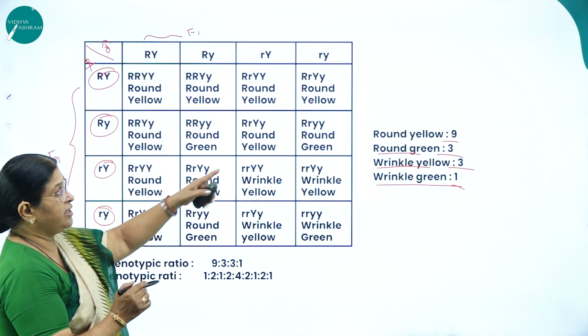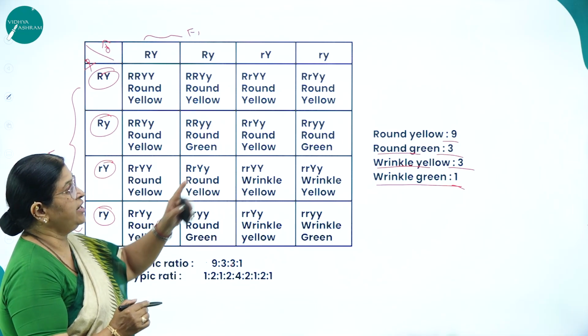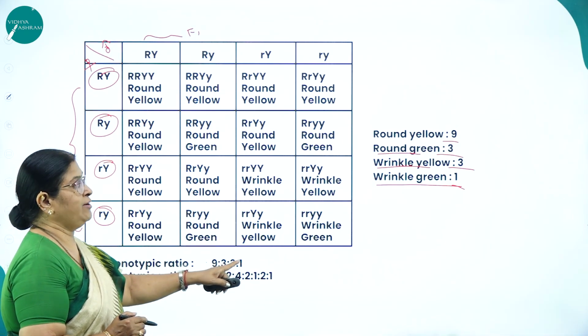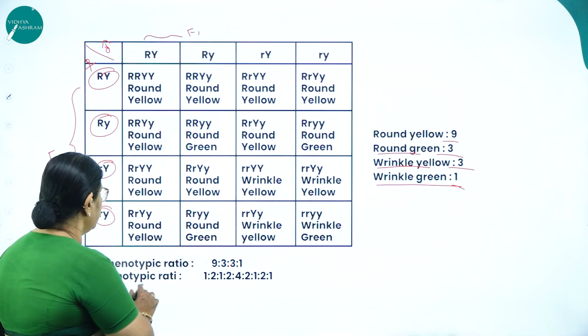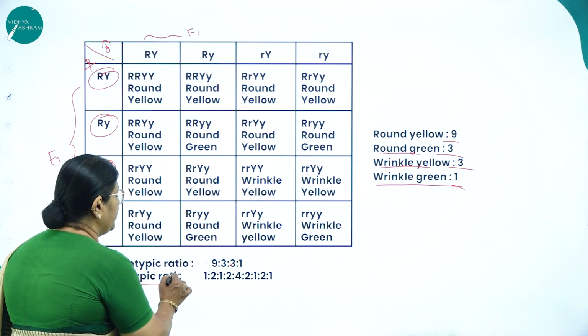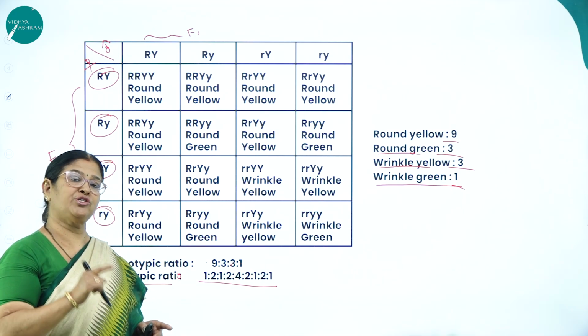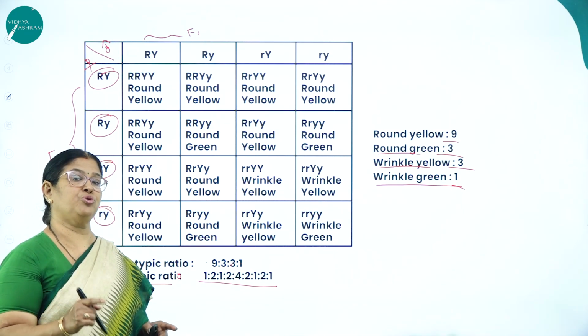So what is 9? Round yellow. What is 3? Round green. What is 3? That is wrinkled yellow. And what is 1? Wrinkled green. So what is the genotypic ratio? Genotypic ratio is 1:2:1, 2:4:2, 1:2:1.